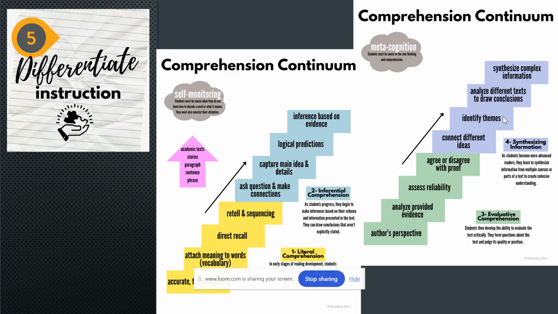If I am asking students to ask questions and make connections in this novel study, and they're struggling with that, then I might do a small group where we just look at retelling and sequencing. Let's just look at what happened in the chapter. And when we can retell and sequence, then we might be able to ask, why do you think some of those individual moments happened, right? So this is a continuum of higher level comprehension.